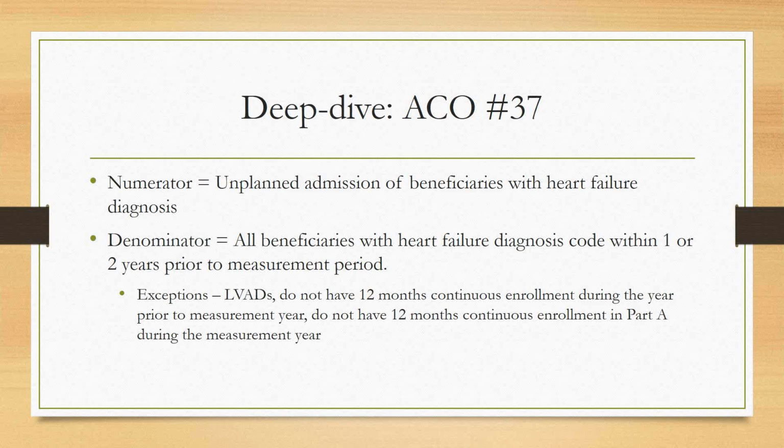Your exceptions to this, or your exclusions, would be your patients that are on a left ventricular assist device. Those patients that do not have 12 months of continuous enrollment during the year prior to the measurement year. Those patients that do not have 12 months continuous enrollment in Part A during the measurement year. So there are some exclusions to this. And if you do want this other information that I was talking about, it will talk about what those exclusions are. It'll go into a lot more detail. Can you move to the next one?